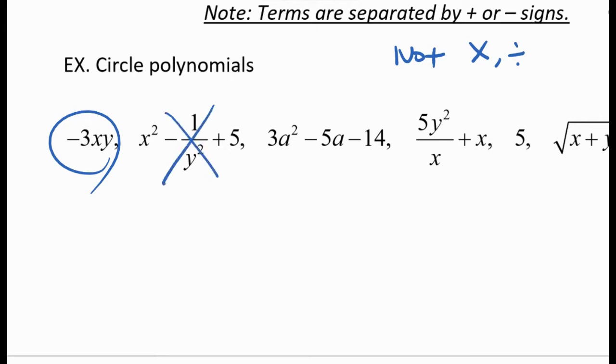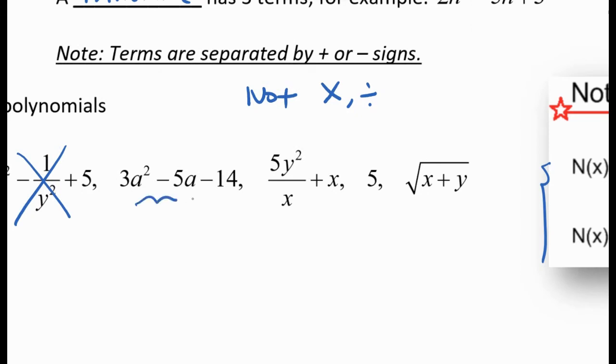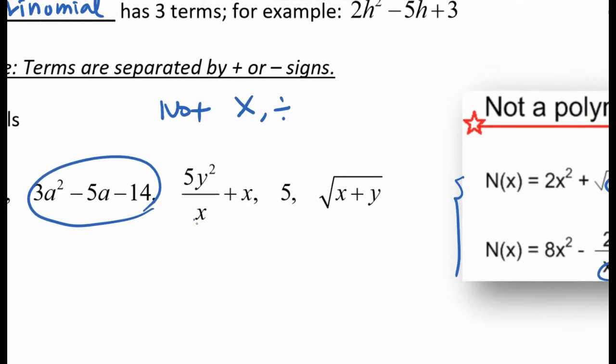So this is not a polynomial. Is this a polynomial? Yes, it is. Is this a polynomial? No, it's not. X is in the bottom. It's not a polynomial. Is this a polynomial? Yes, it is. It's a constant term.